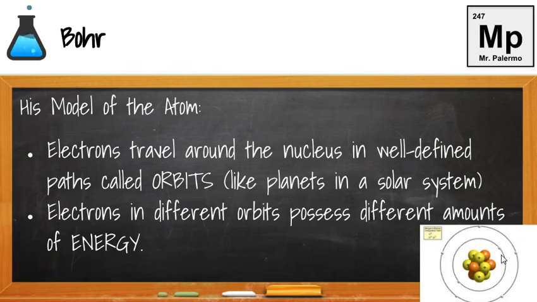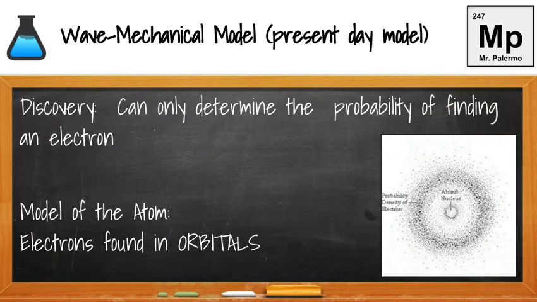And in class, we're actually going to do an experiment that Niels Bohr did and see how he came up with this model. And lastly, through the work of many scientists over many years, we have the present-day model called the wave mechanical model. And the wave mechanical model looks something like this. This is what we believe the atom to look like. And the idea is that we can only determine the probability of finding an electron. We don't know exactly where it is at any given moment, but there's certain regions of space where we have a high probability of finding electrons, and we call these regions of space orbitals.